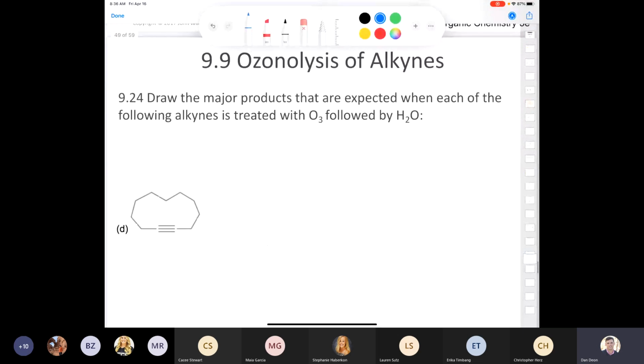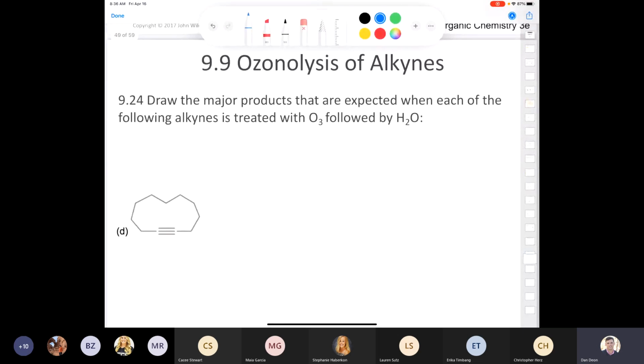Let's take a look at a problem. This is question 9.24, straight out of your textbook. It says, draw the major products that are expected when the following alkyne is treated with ozone followed by water. We're going to treat it with ozone in the first step. Ozone is a gas. Second step, we treat it with H2O. What are we going to do? We're going to cut right here.